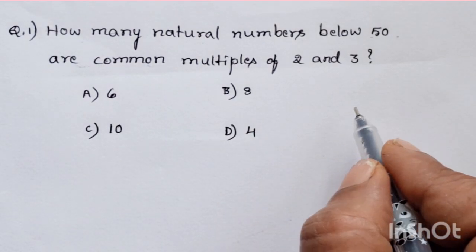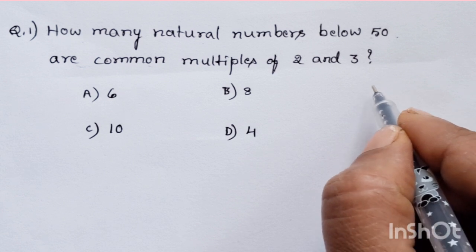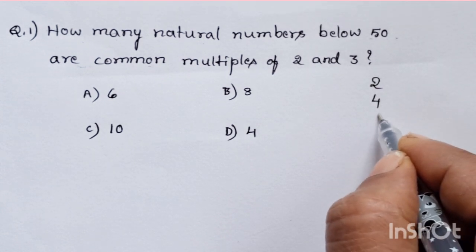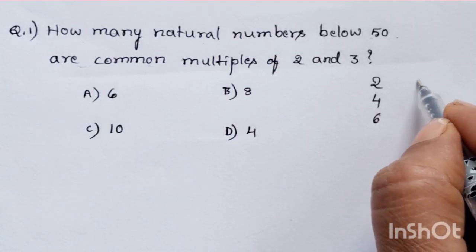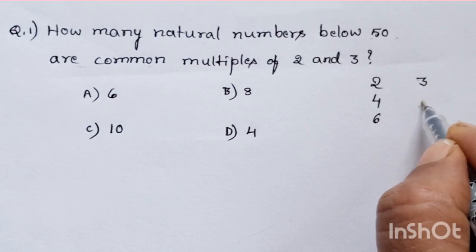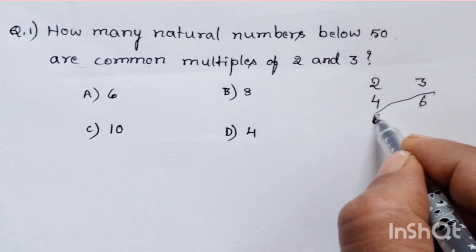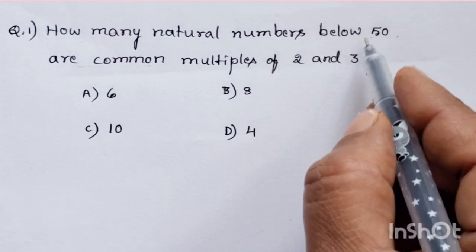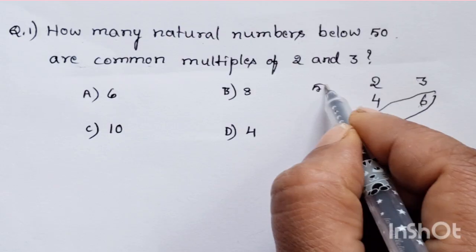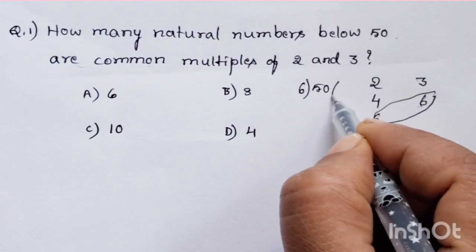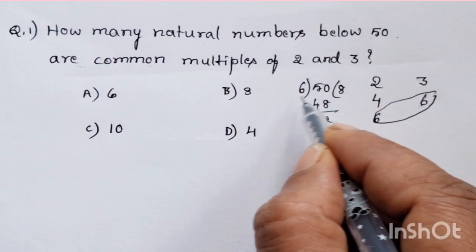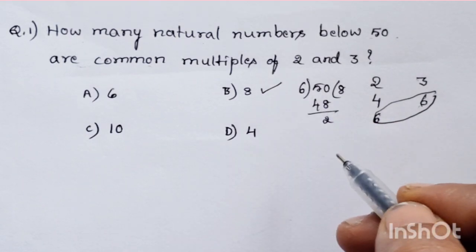Now, to find out the common multiples, let us read the tables of 2 and 3. 2 ones are 2, 2 twos are 4, 2 threes are 6 and 3 ones are 3, 3 twos are 6, and 6 we got the first common multiple. 6 is the first common multiple. Now, let us divide 50 by 6 and 6 8s are 48. So, 8 is the correct option. B is the correct answer.